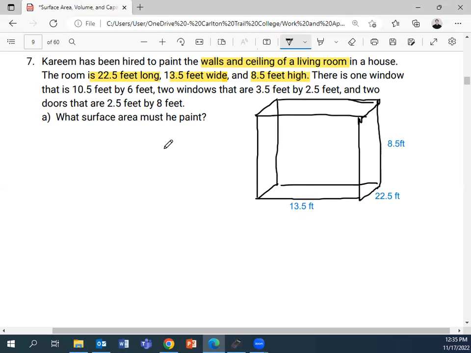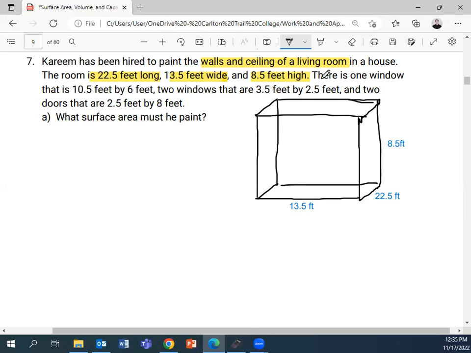Okay, so I'll give you a couple seconds here. Okay, so I'm not done with my drawing yet because what else is in that drawing? Yeah, there's windows and doors. So let's go through that one by one.